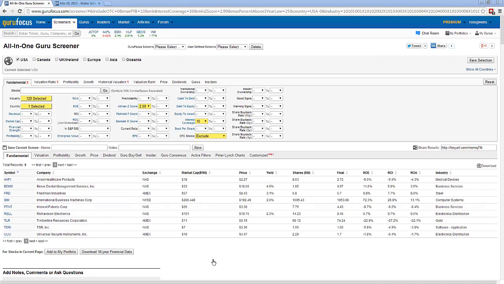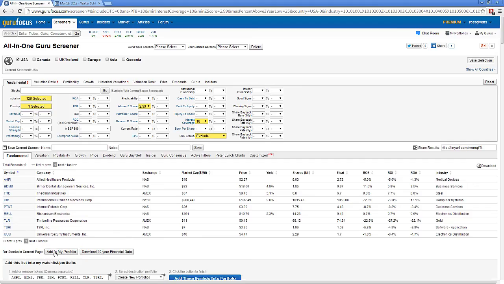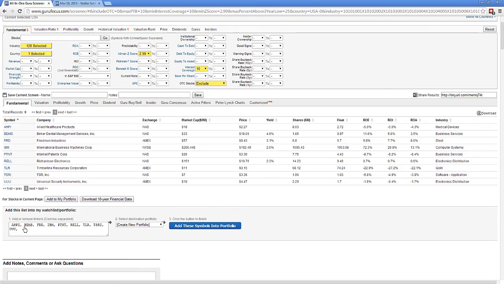Scott, can you show it add to the portfolio? Sure. If you want to add to the portfolio, there's a button down here in the bottom left of the screen that just says add to my portfolio. When you click that, it's going to immediately put these tickers down here in the bottom. And you can either add them into a portfolio you've already got or create a new portfolio.